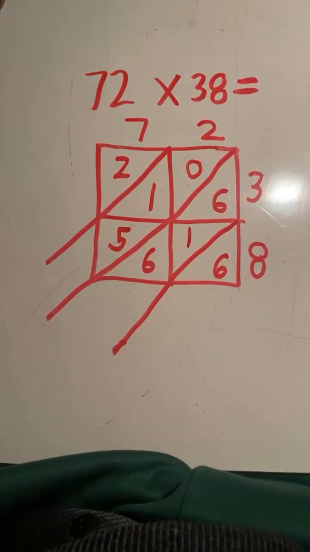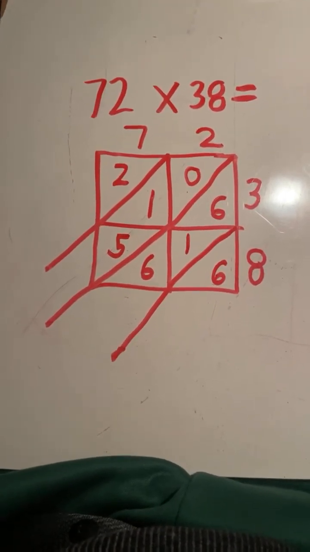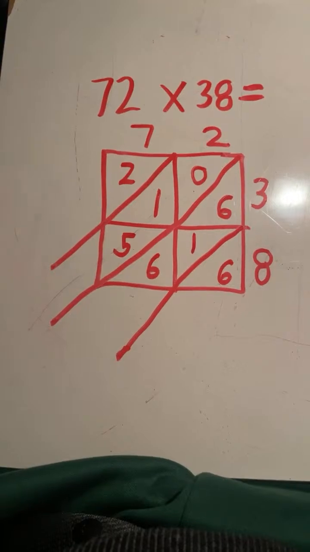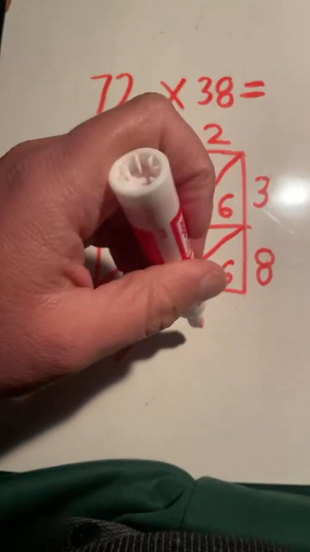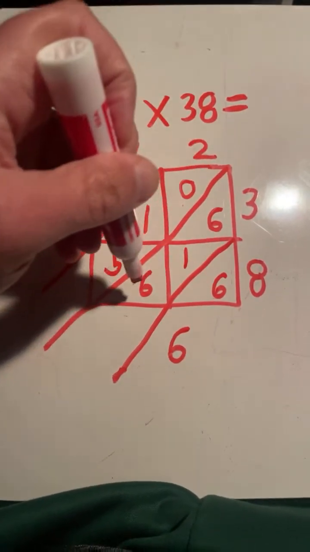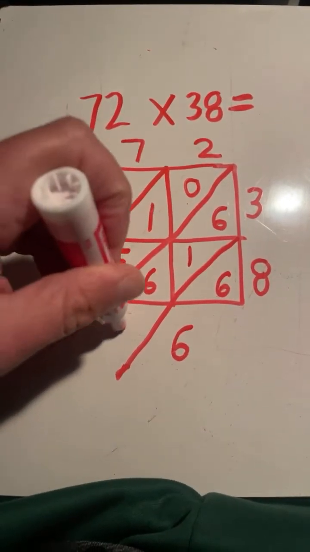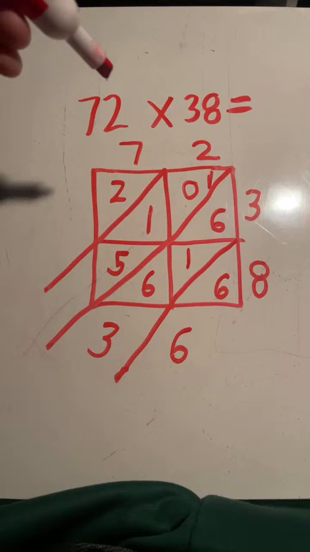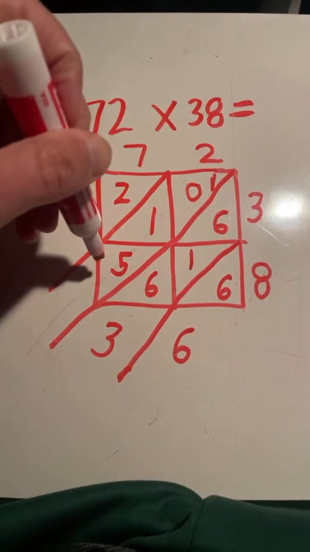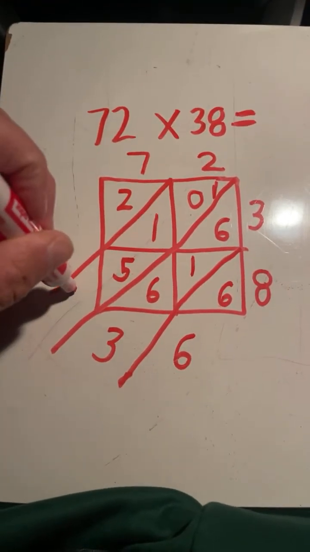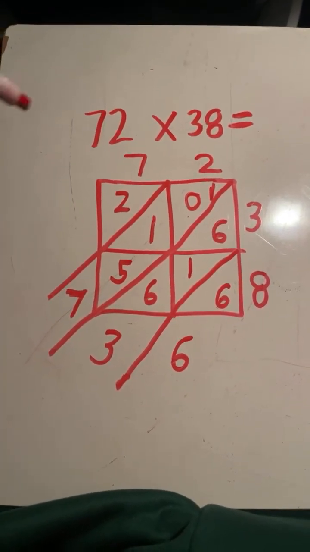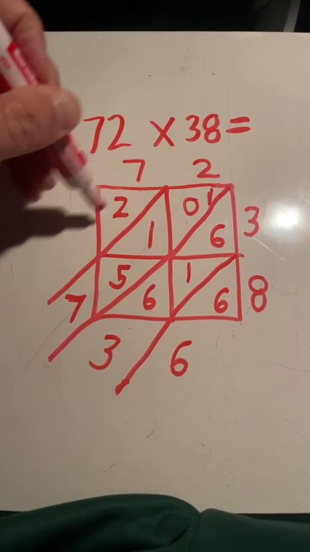The next step is we have to add all of the numbers together going across the diagonals here to get our final answer. So across the first diagonal, the only number is 6, so we just have 6. Across the second diagonal, 6 plus 1 equals 7, plus 6 equals 13, 3 carry the 1. 1 plus 0 equals 1, plus 1 equals 2, plus 5 equals 7. And in this last set of diagonals, all we have is the 2.